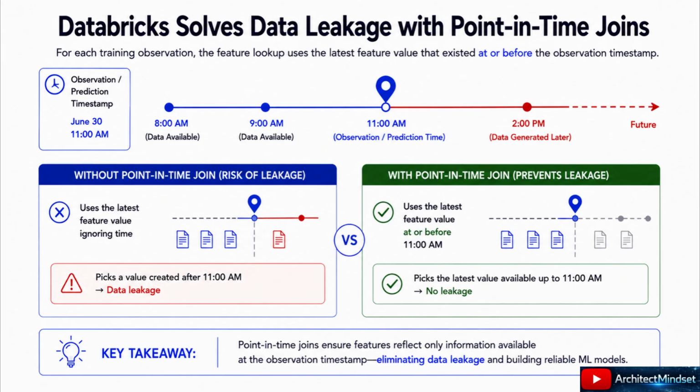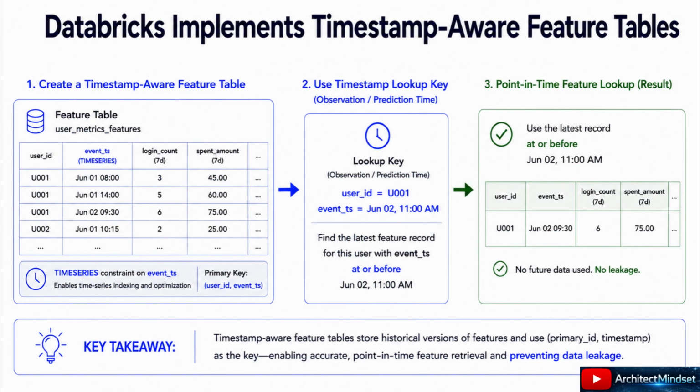Databricks solves the data leakage problem using point-in-time feature joins for time series feature tables. The basic principle is simple. For each training observation, the feature lookup uses the latest feature value that existed at or before the observation timestamp. Databricks implements this using timestamp-aware feature tables and timestamp lookup keys.